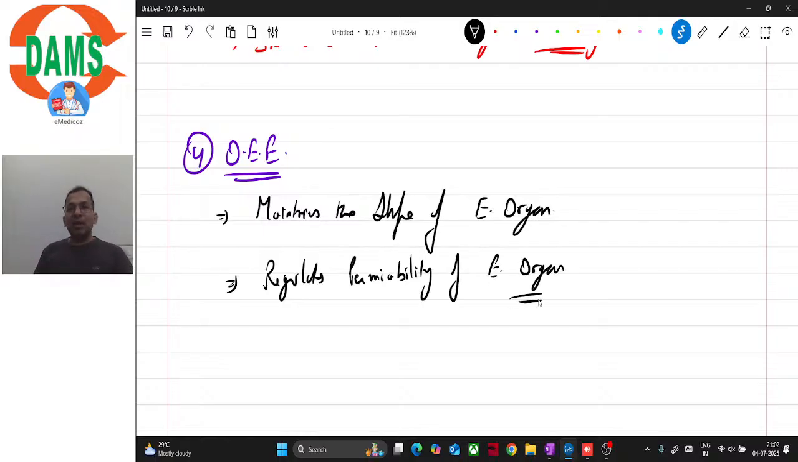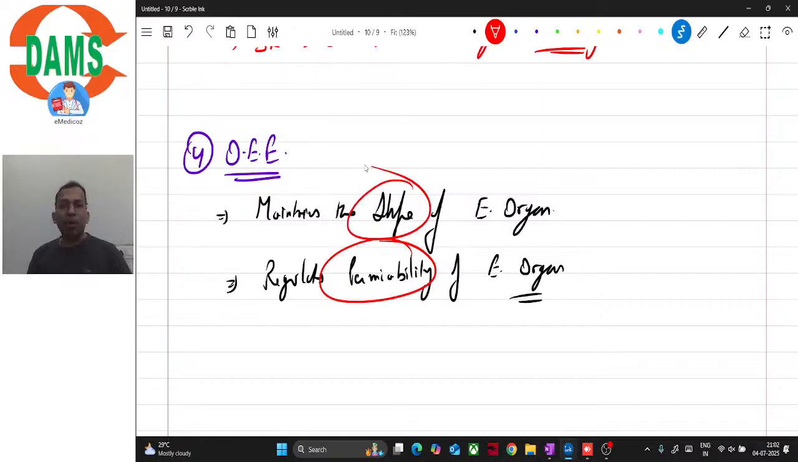So the factors MCSF1, TGF-beta and VTHRP, though they are produced by stellate reticulum cells, they need to be expelled into the connective tissue. So it is the enamel organ, it is the outer enamel epithelial cell that regulates the permeability. So it will allow these factors to pass into the connective tissue, right? So it regulates permeability and it maintains the shape of the enamel organ. So these are the two important functions of outer enamel epithelial cells.